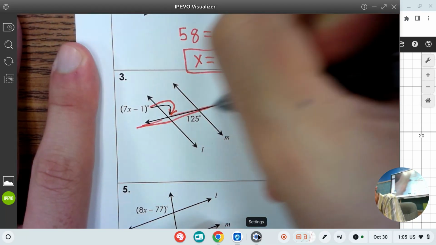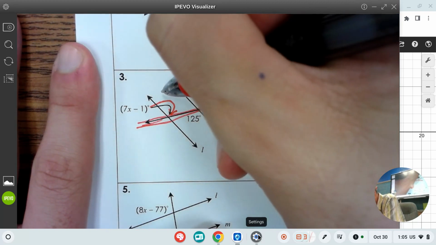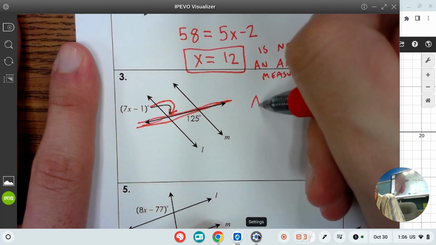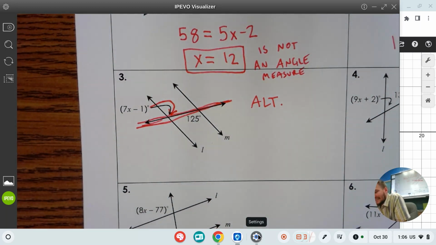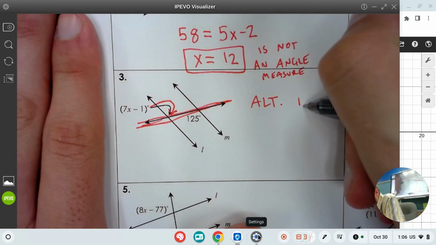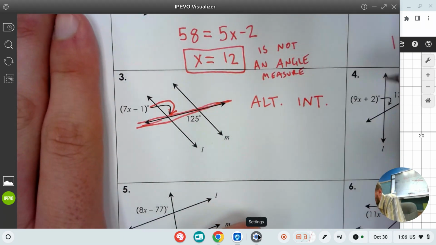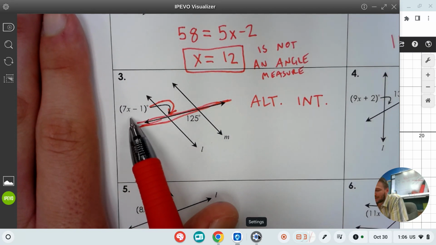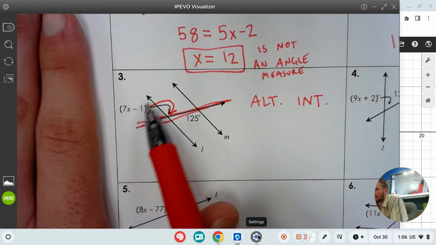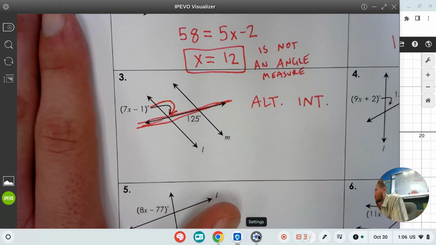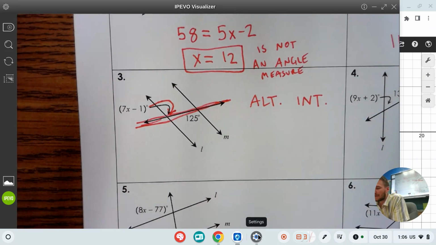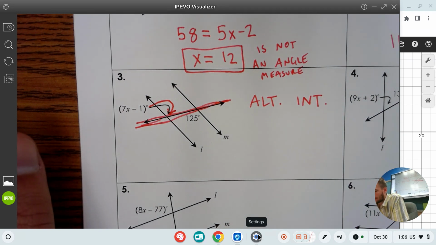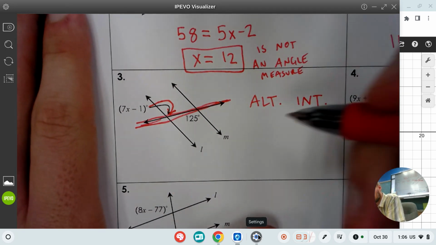Looking at the transversal, there's one on top of the transversal, one on bottom of the transversal, so I know this is going to be alternate. Are these inside the parallel lines or outside the parallel lines? Inside. These are inside, so I'm looking at alternate interior. Again, I know it's weird because it looks like it's on the exterior here, but that arrow is telling us to put it inside that little spot. Alternate interior angles, are those going to be congruent or supplementary? They're going to be congruent.